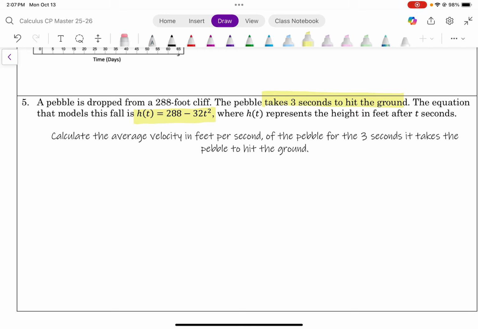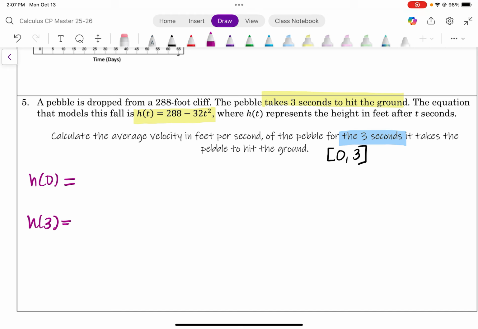Now, for many students, they think, well, Ms. Rocco, you only gave me one x value, this 3. But if I haven't started yet, the first x value would be 0. So we need to consider that the interval that they want me to solve this problem on is 0 to 3, which means I have to find 2 different y values, the h of 0 and the h of 3.